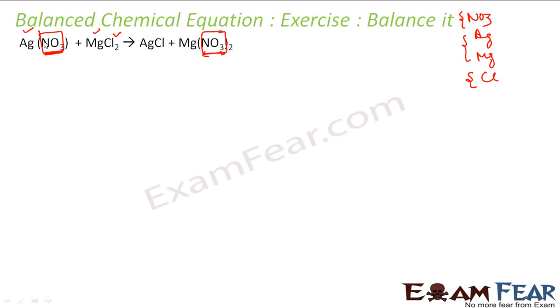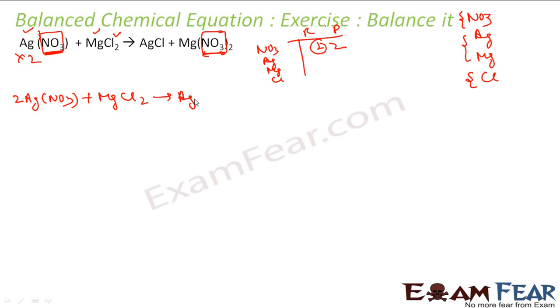So first let's balance the NO3 part if it is not balanced. So let's see. You have NO3, Ag, Mg, Cl. So we have reactant and product. So NO3 is how many? 1. And in the product we have 2. Oops, it is not balanced. Correct? It is not balanced. So we multiply this with 2. So what you get is 2 AgNO3 plus MgCl2 gives AgCl plus Mg(NO3)2. Correct? You multiplied this with 2.